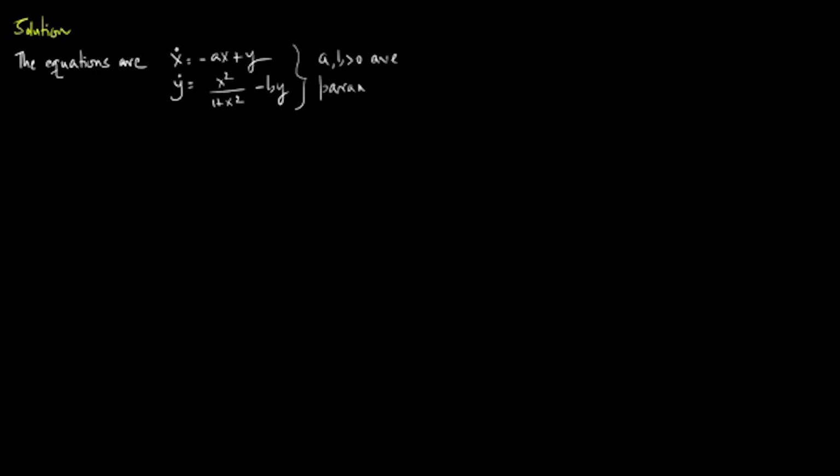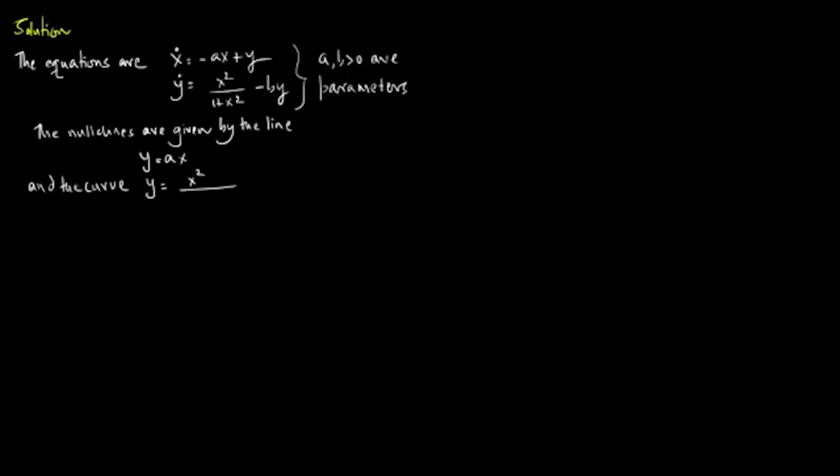Now let's look at the solution in some detail. The underlying equations are x dot is equal to minus ax plus y, and y dot is equal to x squared divided by 1 plus x squared minus by, where a and b greater than 0 are system parameters. The null lines are given by the line y is equal to ax and the curve y is equal to x squared divided by b times 1 plus x squared.